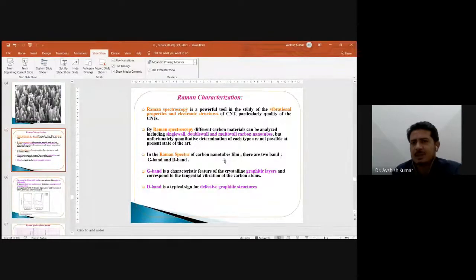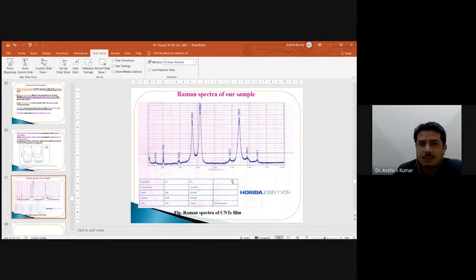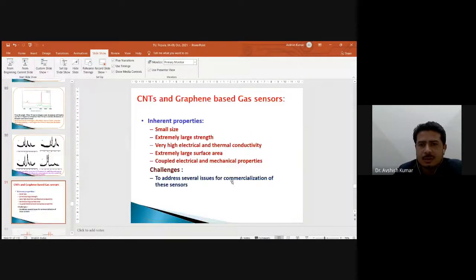As I told you, Raman spectra is a powerful technique for identifying whether it is single wall carbon tubes or multi-wall carbon tubes. In single wall carbon tubes, you will get the radial breathing mode, where you can also calculate the diameter of your tube. But in the case of multi-wall carbon tubes, you can identify using the D and G peaks. You can calculate the ratio, and the quantity of defects you have in your structure. So these are the Raman spectra of our tubes.